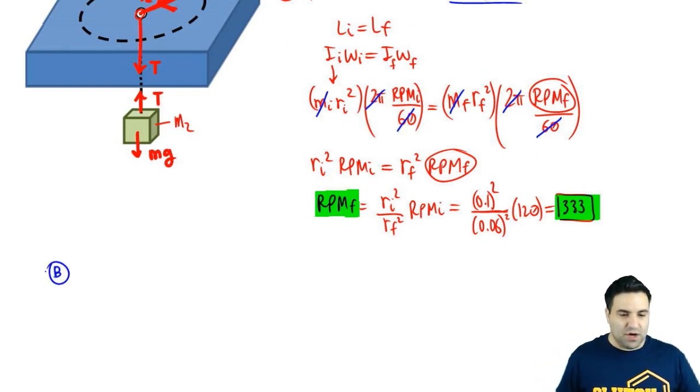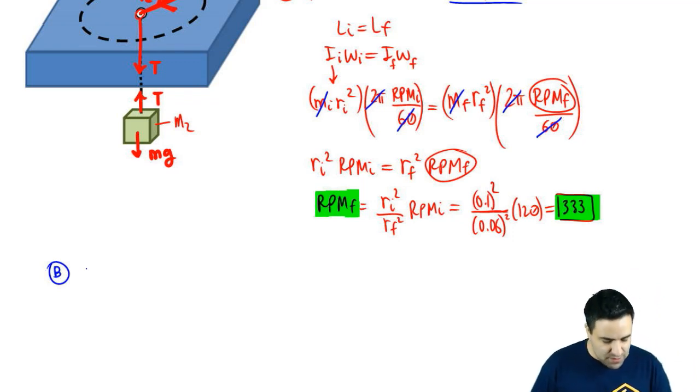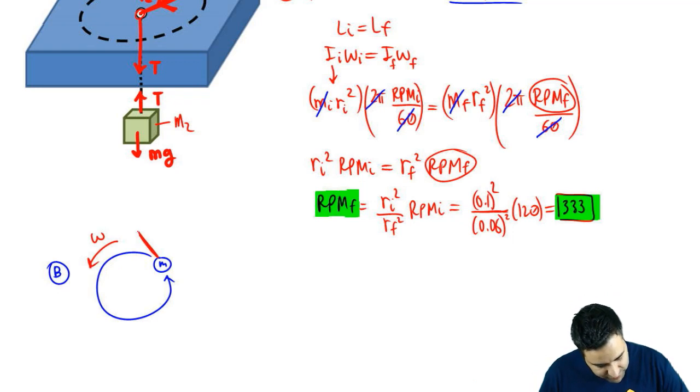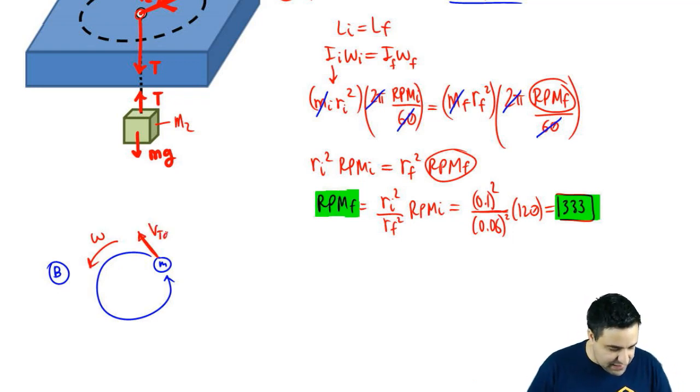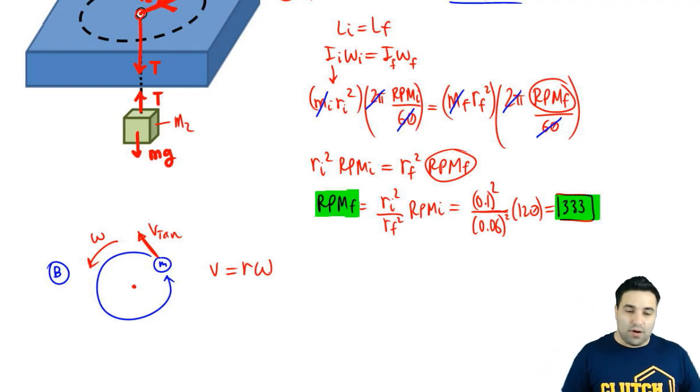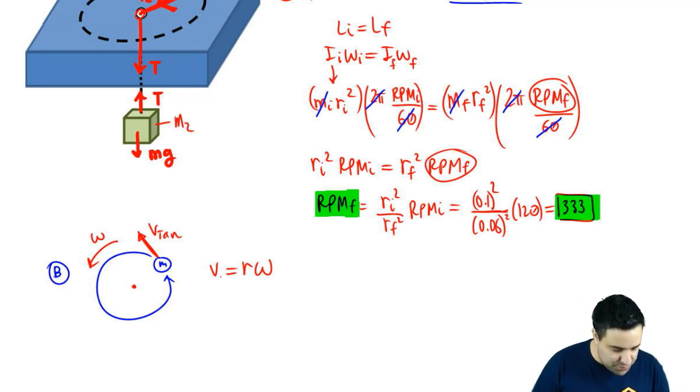For part B, it says up here, at this new RPM, what linear speed would the object have? So I'm basically asking, remember when you spin around a circle like this, you have an omega, and you also have a corresponding and equivalent tangential speed v tan. And remember that v tan is connected to omega by v tan equals r omega. So we're saying at this new RPM, what would be your linear tangential speed? So what would v tan be?